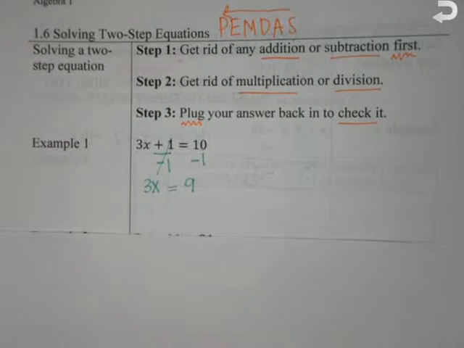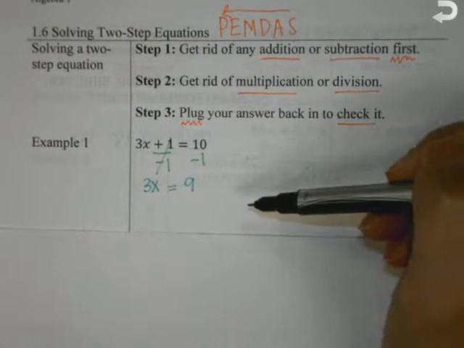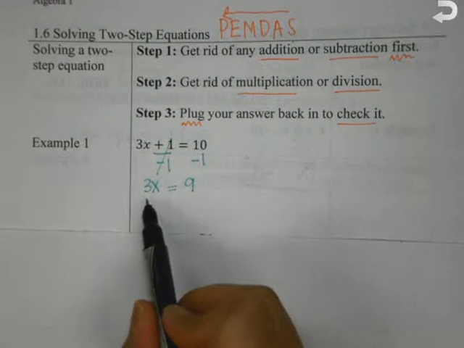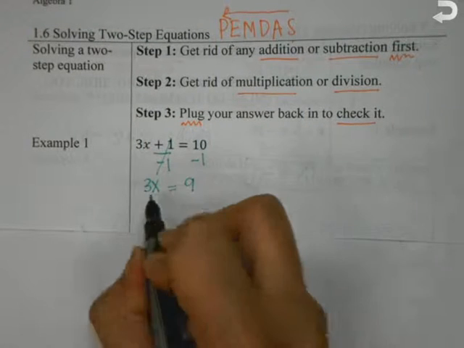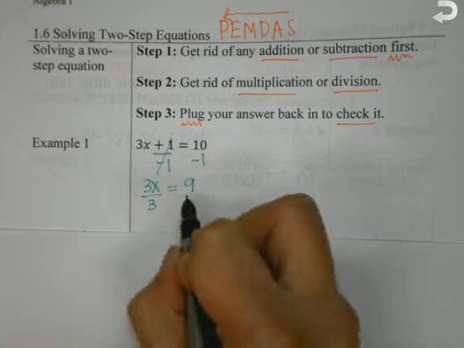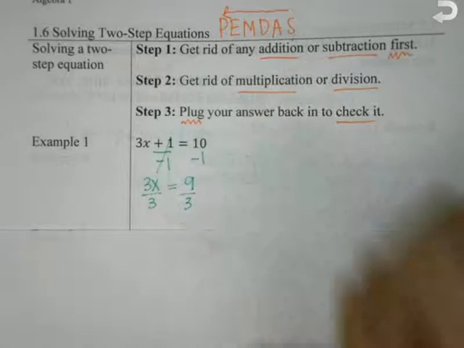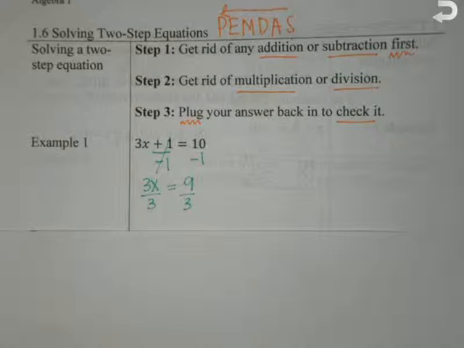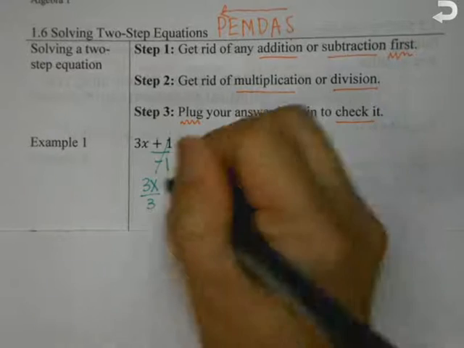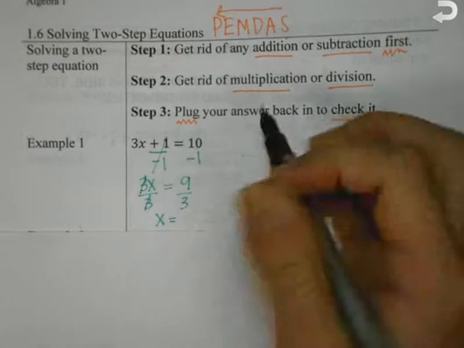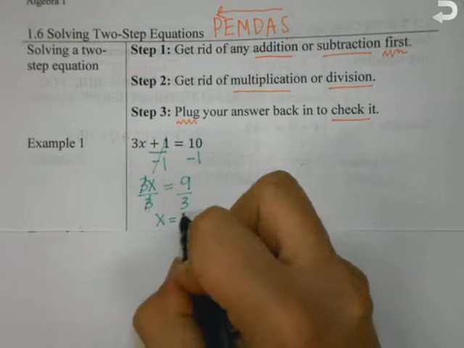Okay, that was step 1. Here's step 2. Get rid of multiplication or division. I see a multiplication here, 3x. So I'm going to divide both sides by 3. 3 divided by 3 gives me 1. So those reduce to 1, so I get x equals 9 divided by 3. 3, there you go. And that's my answer.